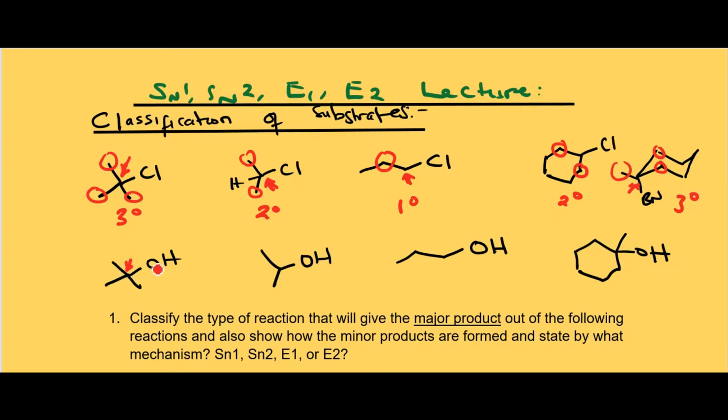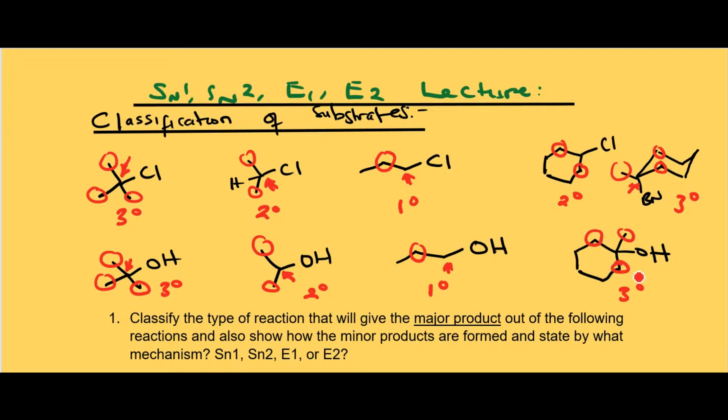Now for alcohols, it's the same old story. The carbon bonded to OH, which should leave, like the chloride would leave in the mechanism, is bonded to three other carbons. So this is tertiary. This carbon right here is bonded to two other carbons, so that's a secondary substrate, a secondary alcohol. And of course, this one is bonded to only one other carbon, a primary alcohol. And this is a tertiary alcohol because you have three carbons surrounding.